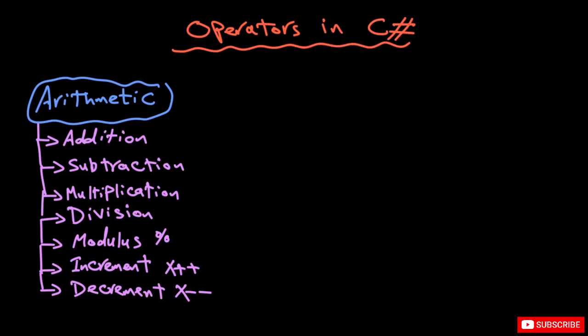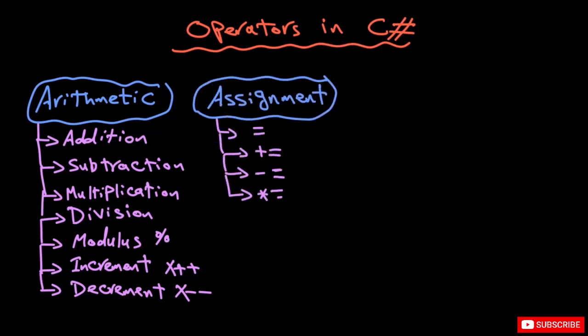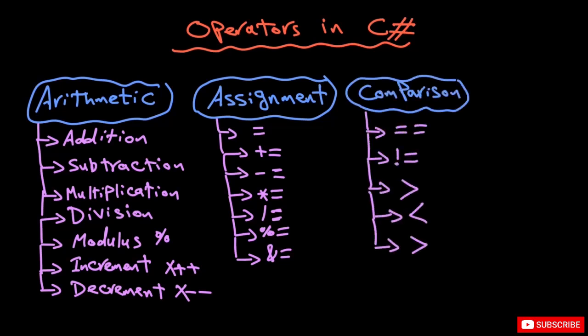The second type of operators is called the assignment operator. In the C# programming language, we use a single equal sign to assign a value to a variable. And if you want to add this value to another value, you can use the plus equals operator. If you want to subtract that value from another value, you can use the minus equals operator. And if you want to multiply that value by another value, you can use the multiplication, or asterisk equals, operator, and so on.